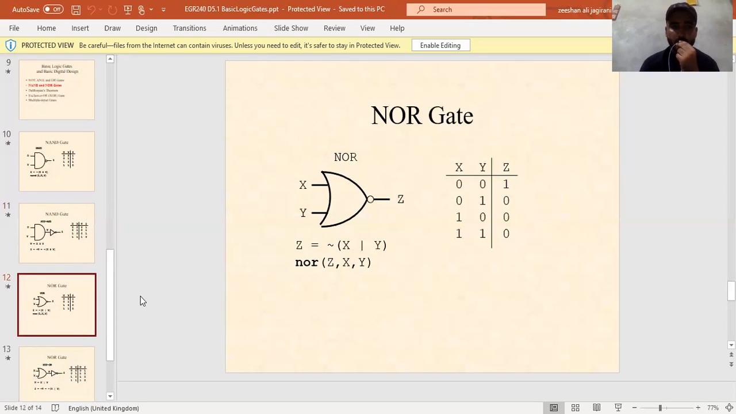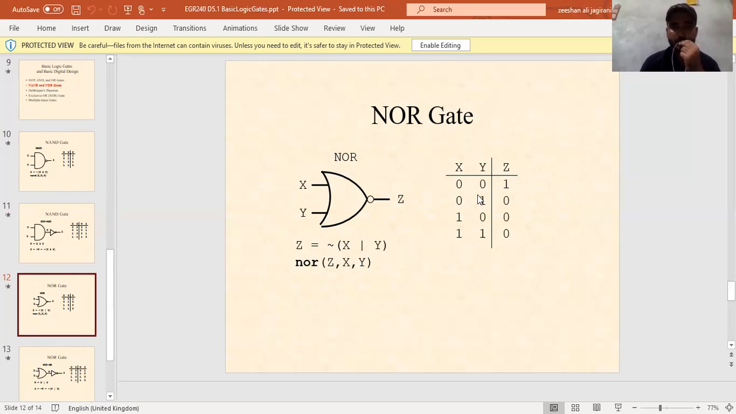NOR gate. Now here two gates are used, the OR gate and the NOT gate. We have learned that the OR gate is a summation, addition of two inputs, and in result we get the output. Now X and Y will be summed, and the result will be Z. But here the NOT gate is also used, which will invert the values. Now Z is X plus Y, and the inversion of X plus Y will give the output, which is Z.